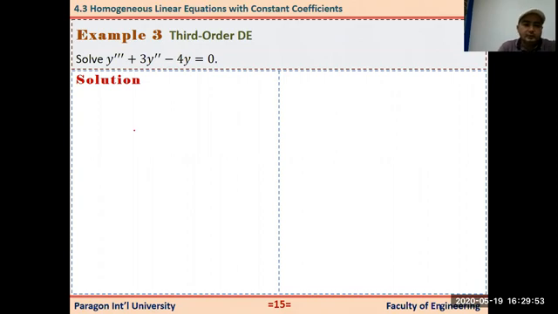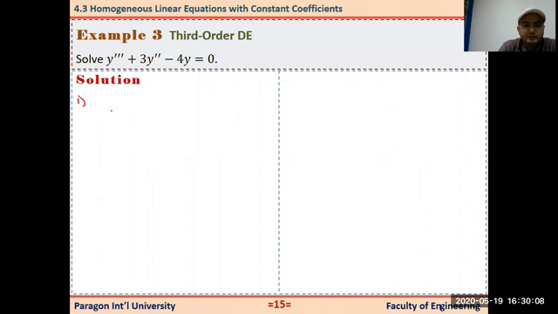In this example, we're going to solve this third order homogeneous differential equation. And also we know that it's linear and all coefficients are constants. To solve this, we have to start with forming our auxiliary equation.